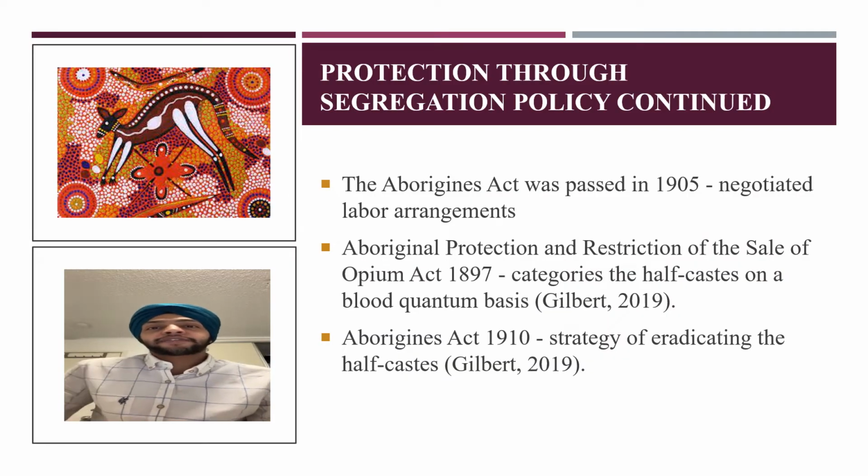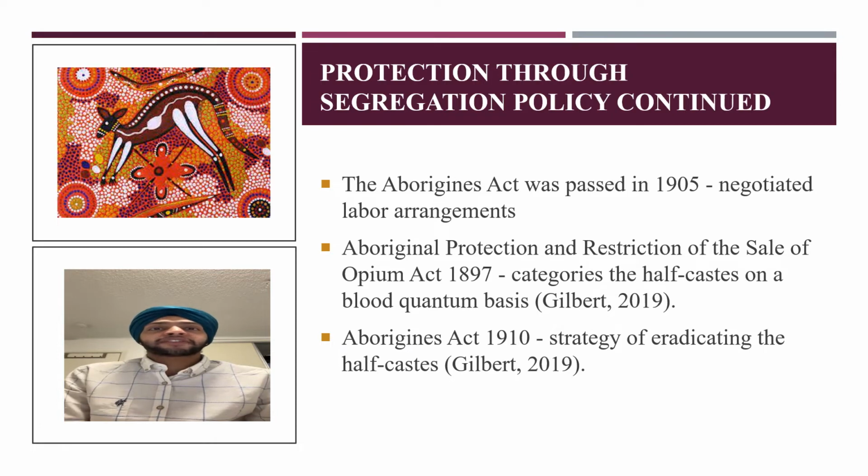In this slide, I will provide more details on the protection through segregation policy. Another Aborigines Act was passed under this policy in 1905 to control labor and wages among the First People communities. The Act introduced negotiated labor arrangements with First People, mostly adolescents. This Act led to increased child labor among the First People, and sexual abuse of women and children also increased.